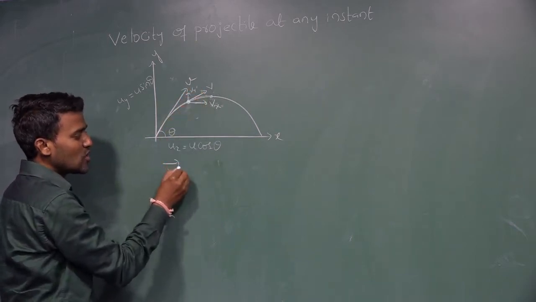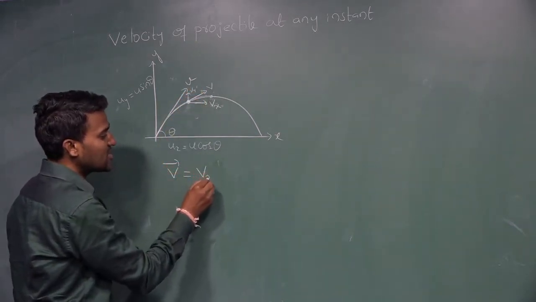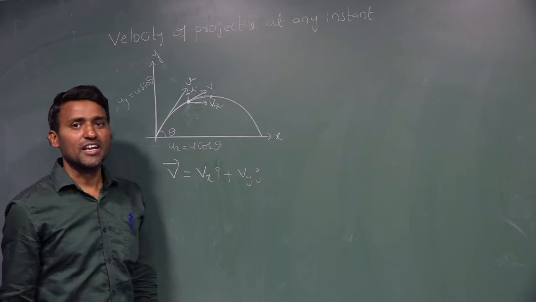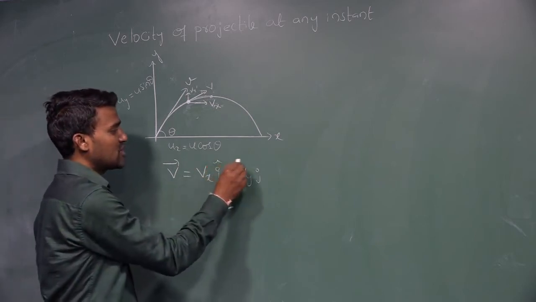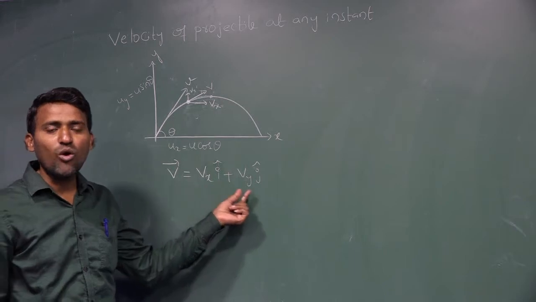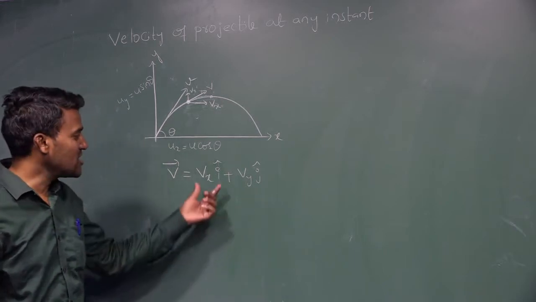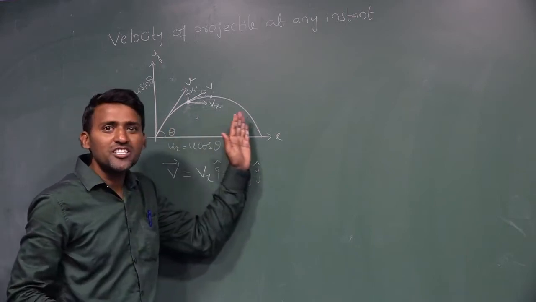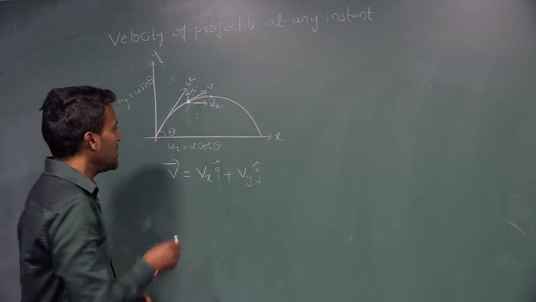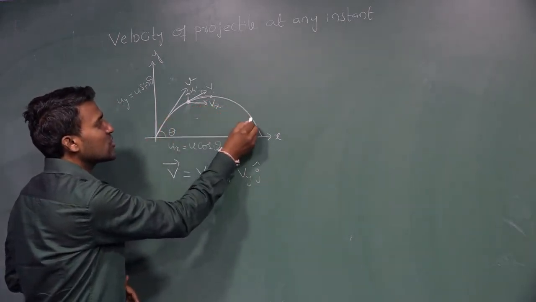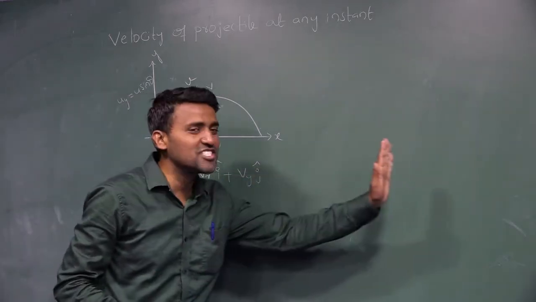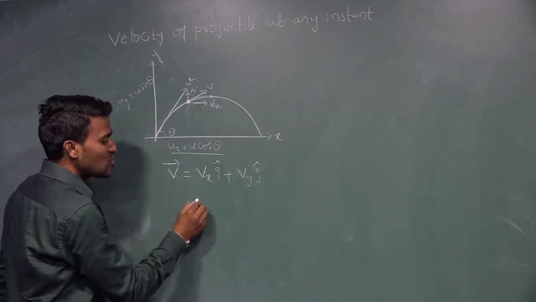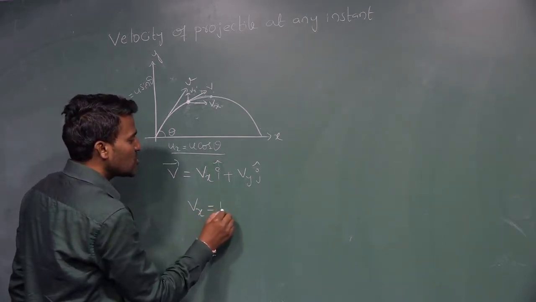So V bar is equal to, I am writing, Vx i plus Vy j in the position vector, like a vector notation I have written. In the vector notation I have written, what is the Vx and what is the Vy, we have to calculate it. What is the Vx? See here, I told you just now, the object maintains uniform velocity along the horizontal direction. So at each and every point along the horizontal direction, velocity is u cos theta. So, Vx is equal to u cos theta.